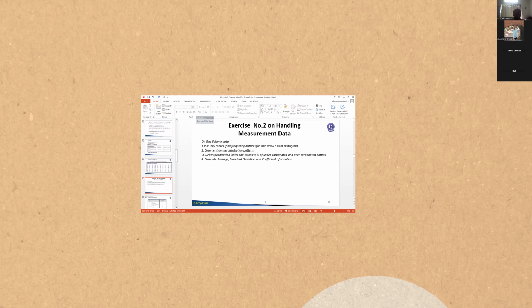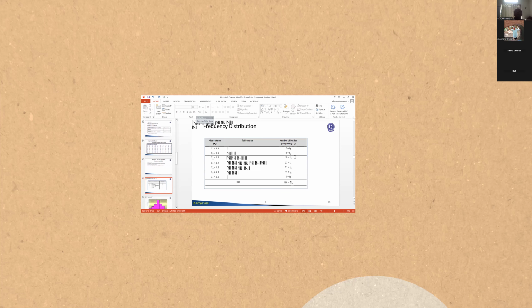The exercise is like this. Put tally marks, find frequency distributions, and draw a neat histogram. So 2-3 things have been asked. Frequency distribution has to be done and histogram has to be done. Comment on the distribution pattern, draw specification limits and estimate percentage of undercarbonated and overcarbonated bottles, compute average, standard deviation, and coefficient of variation. These are the 4 things which have to be done. Now you see how it is done.